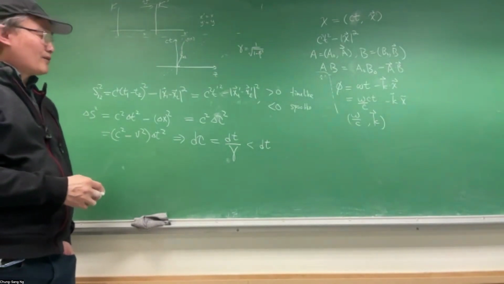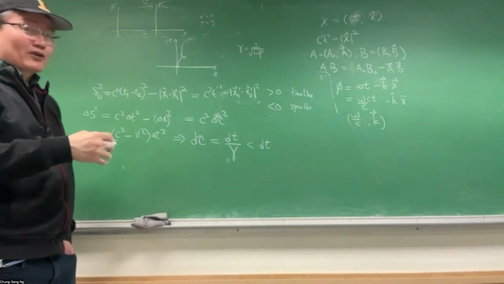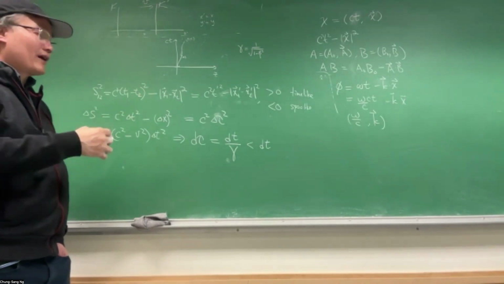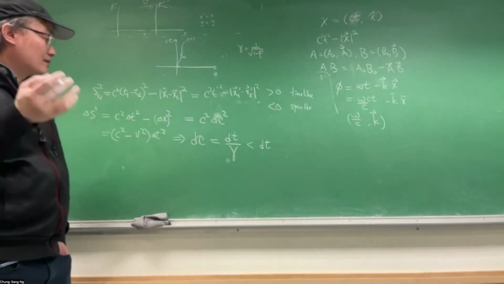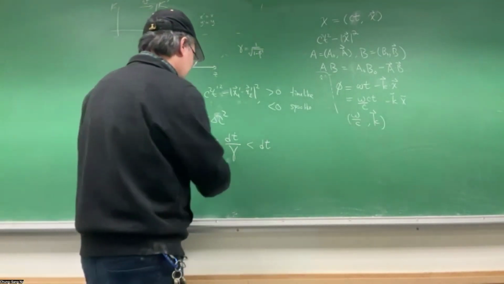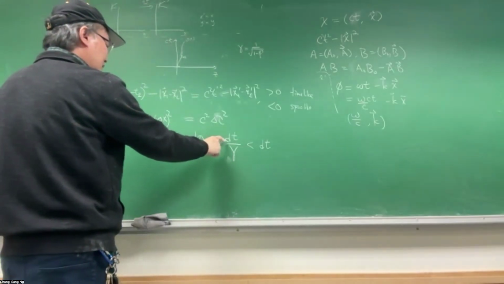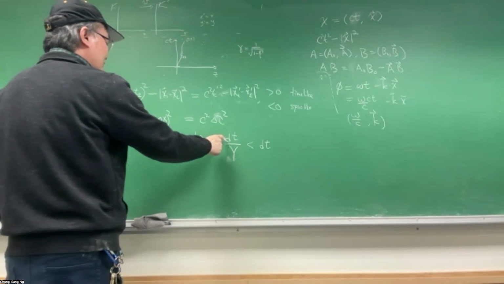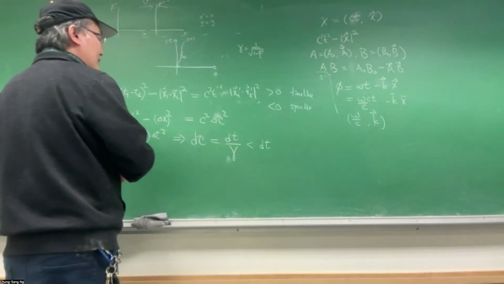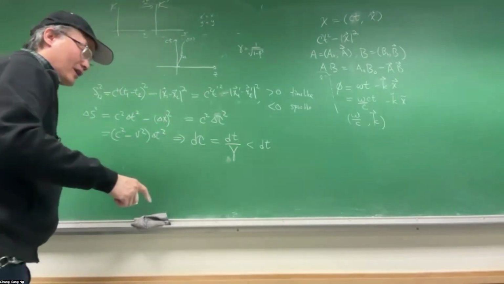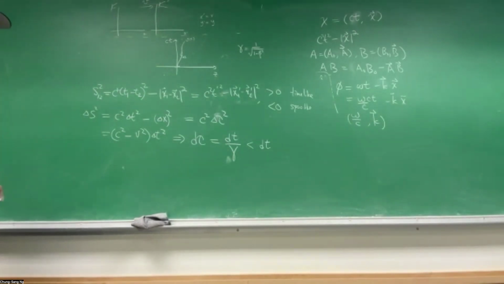It means that whenever you move against another reference frame, your clock moves slower. So in that reference frame, you measure your time difference. But as you move, you're carrying a watch. The watch will move slower whenever you move.